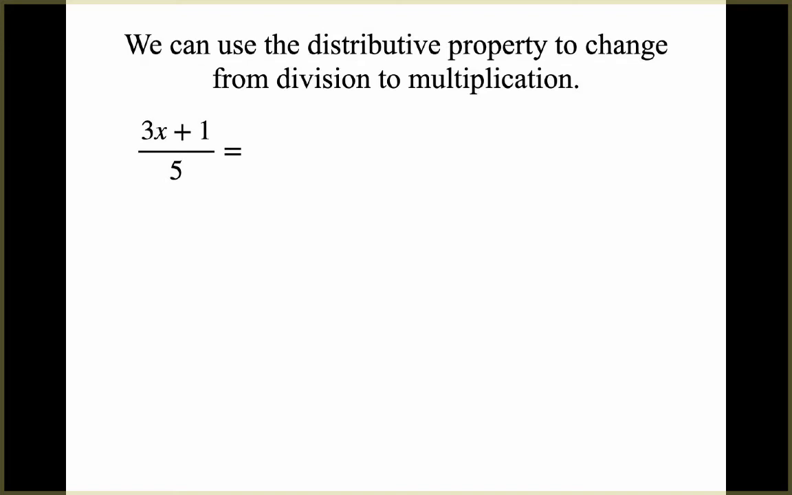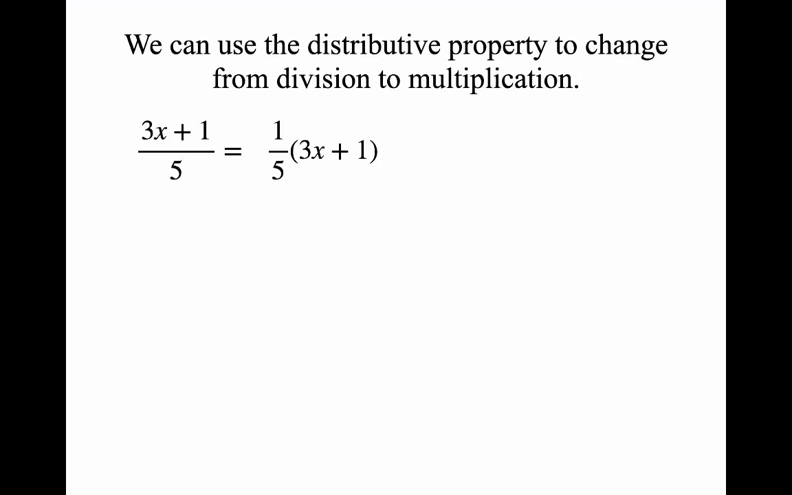So we can use our distributive property sort of in reverse to change from division to multiplication. So if we have 3x plus 1 over 5, we can rewrite this, because it's like saying that 3x plus 1 is multiplied by 1 over 5. So we can rewrite this like this. We have 1/5, and we have in parentheses now 3x plus 1. We can then take this 1/5 and distribute it into the parentheses. And we get this.